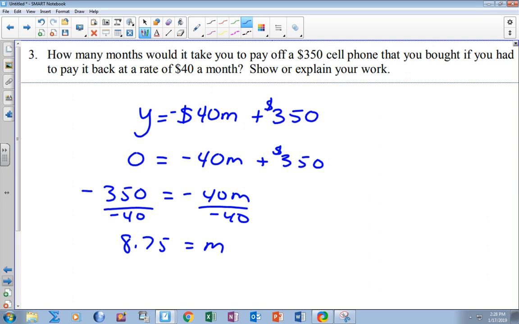Yeah. If 8 3/4 wasn't an option though, right? Then you would pick 9. Yes. So for that equation, 40x equals 350.